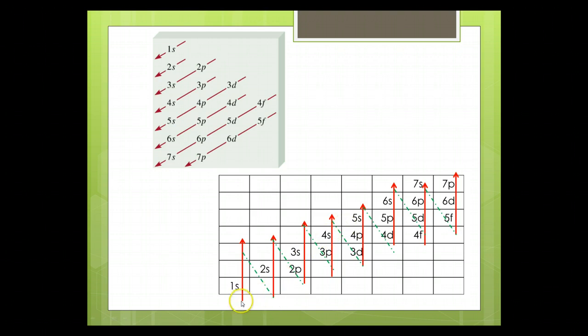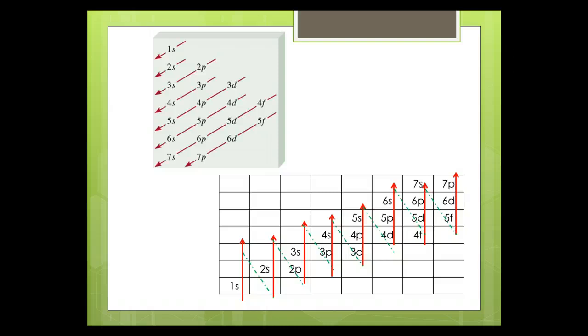Now, how do I fill? Well, I go up these red arrows, and then I drop down to the bottom of the next column. So 1s, then 2s, then 2p, 3s, then 3p, 4s, and interestingly enough, 3d comes before 4p, but after 4s. So d kind of drops in between the 4s and 4p for 3d. And then after 4p is 5s, then 4d, 5p, 6s, etc. You see the pattern? And we will put in as many electrons as necessary.